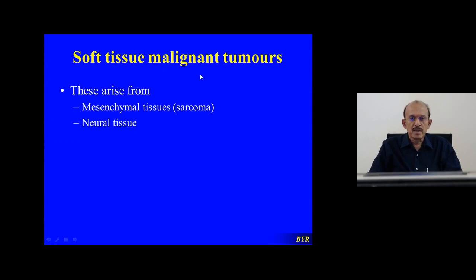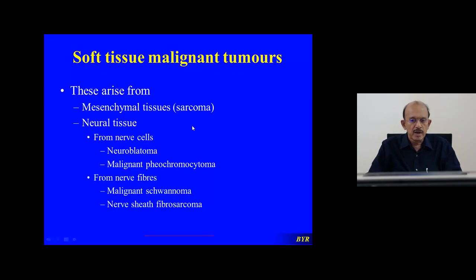So the soft tissue malignant tumors can arise from mesenchymal tissues like fibrous tissue, areolar tissue, deep fascia, like that. They can also arise from neural tissue, from the nerve cells. It is called the neuroblastoma, malignant pheochromocytoma. From nerve fibers, it is called the malignant schwannoma and nerve sheath fibrosarcoma.